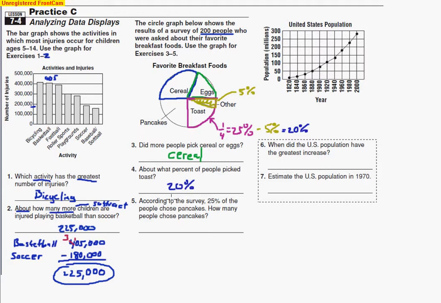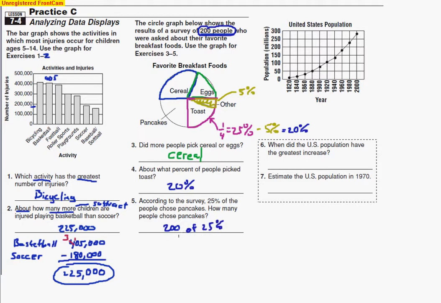Well, let's take a look at the next one here. According to the survey, 25% of the people chose pancakes. Well, here's 25, definitely 25%, because it's a quarter of a circle. And how many people chose pancakes? Well, that's where we underlined this part right here. This was the important bit of information we need for this problem. There are 200 people that were surveyed, and so all we're going to do is take 200 of 25%.